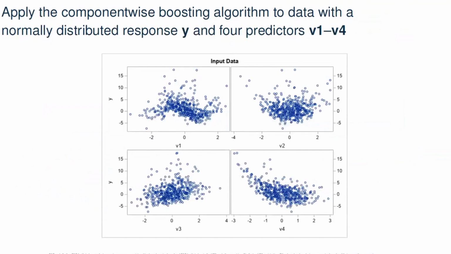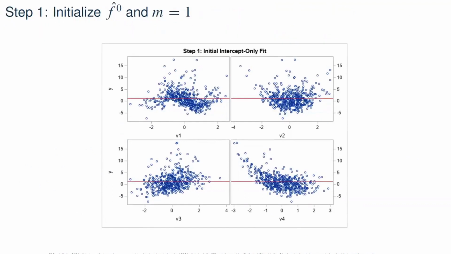To illustrate the steps involved in the boosting algorithm, consider the following data with a response y and 4 continuous predictors v1 to v4. The algorithm begins with an initial model that by default is an intercept-only fit, shown here by the red line. The algorithm then repeats a second step until a stopping criterion is met.